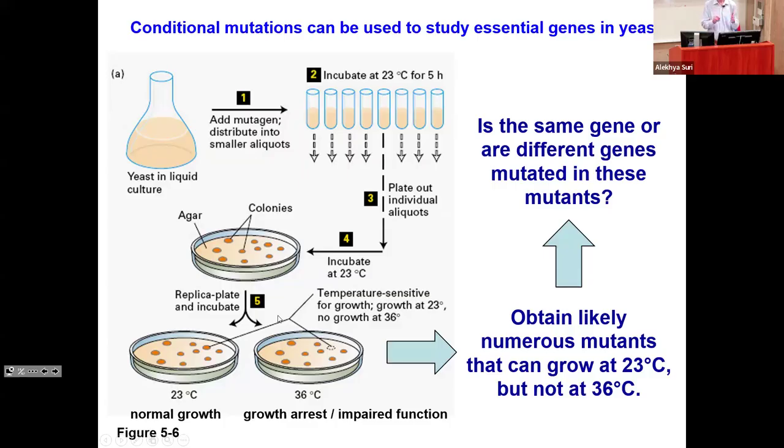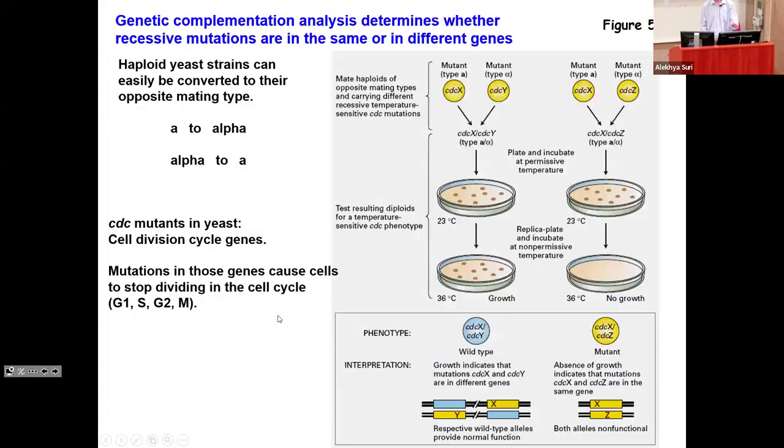You probably will see multiple colonies behaving in this way. Once you have isolated these individual colonies, let's say you have 50 different colonies, but you don't know if in these 50 different colonies just one gene is affected, with this point mutation, or are there multiple genes having the same effect? So what you do is called complementation analysis.